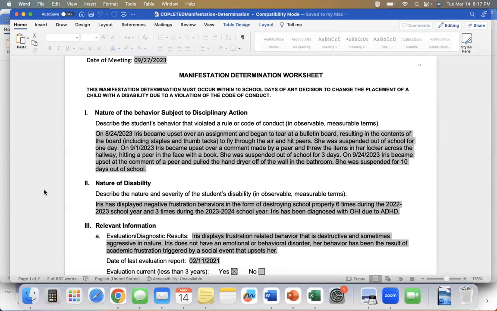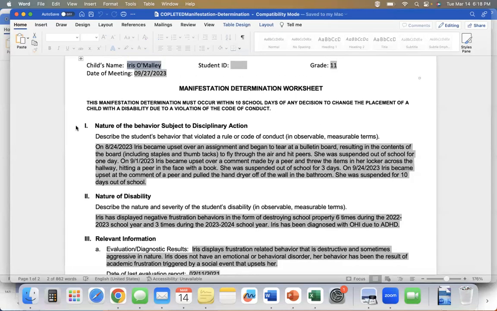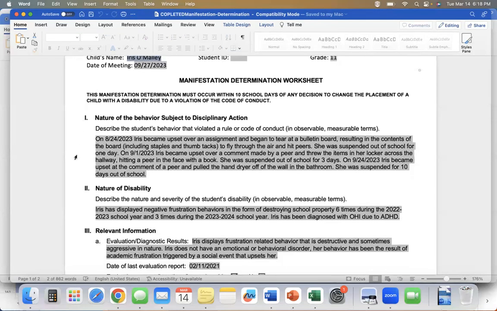Okay, so in this case, we are looking at what was the behavior that we're looking at here. And again, everything needs to be in observable and measurable terms. So on August 24th, sorry, before I jump into that, note that I have the date of meeting as 9/27/2023. So we're saying that we have this FBA and we have this behavior plan in place, and then next school year, Iris comes back and we start seeing some issues.